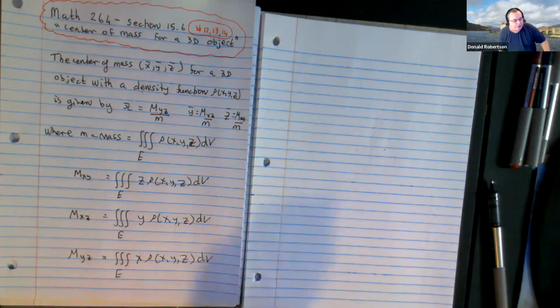3D object. The formula is that the x coordinate, x bar, is the moment yz over the mass m. Y bar is this guy, and z bar is that guy. And making sure I've written them correctly, because I did get them back to front the first time I wrote them down: do you notice that x bar doesn't have an x in it, and y bar doesn't have the y in it, and z bar doesn't have the z in it?